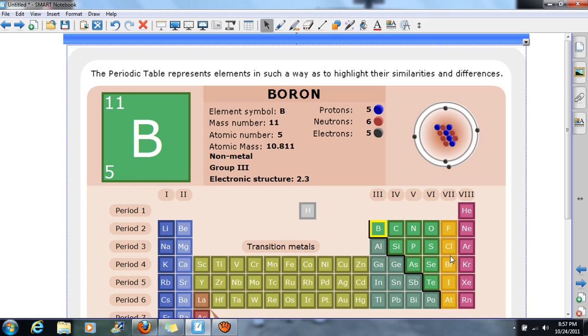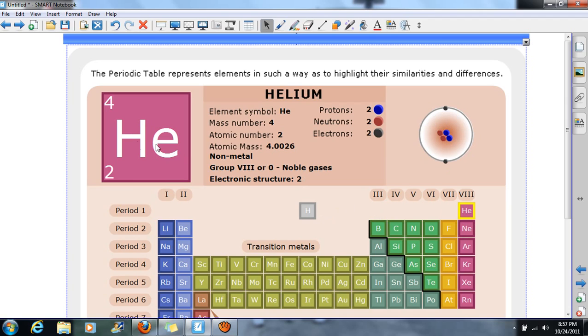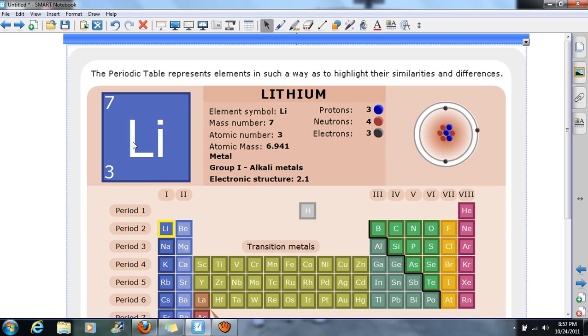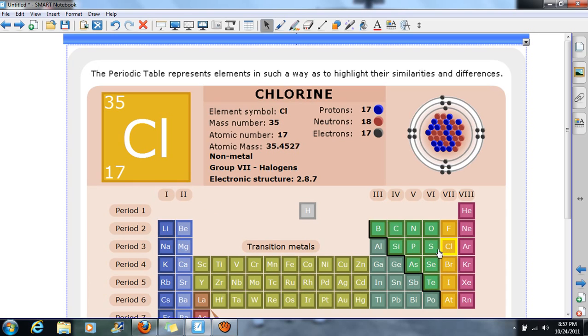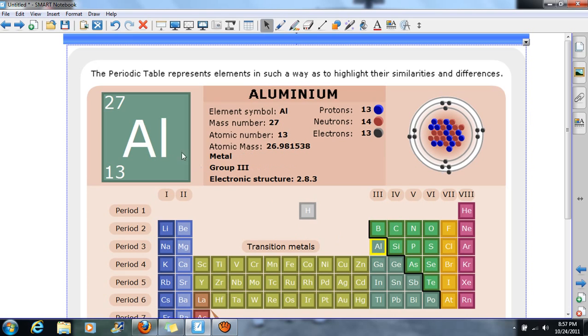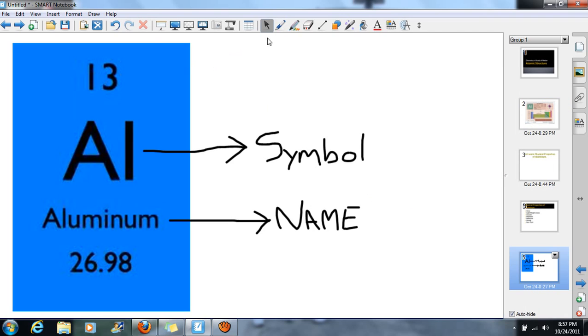But whenever we get into elements that have two letters, let's use helium as an example, they always capitalize the first letter, and the second letter is always lowercase. So there's helium. We could do another one with lithium, capital L, lowercase i. Here's chlorine, capital C, lowercase l. And the same is true with aluminum, capital A, lowercase l. So going back to our notes, notice that aluminum is a capital A, lowercase l. So you'll always see those. That's very common. Those two are very easy.